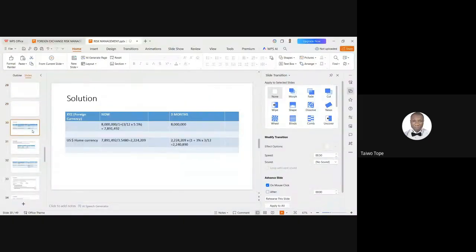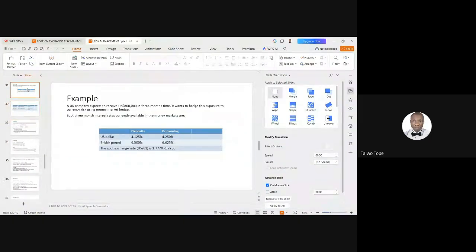So now, if it is clear, this question is from your study pack, ICAN study pack, financial management. I will read, then you are going to solve. A UK company expects to receive 800,000 US dollars in 3 months' time. It wants to hedge this exposure to currency risk using a money market hedge.